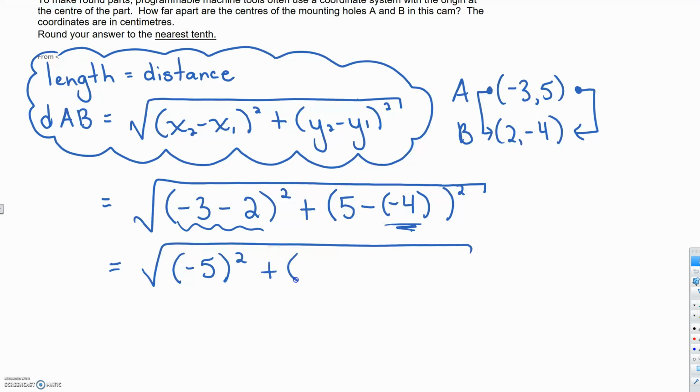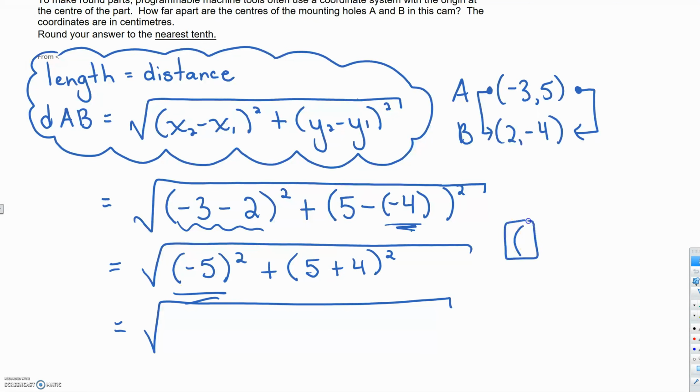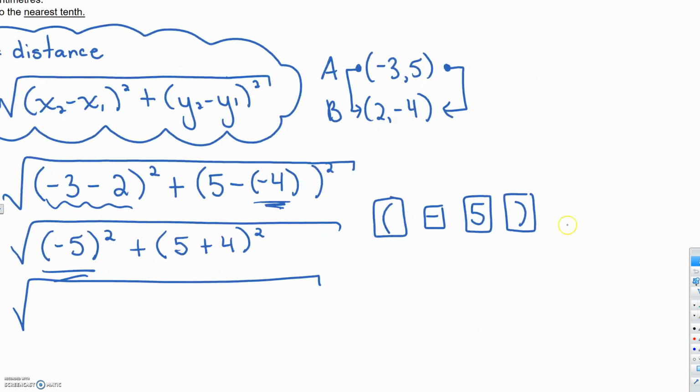Over here, we're going to rewrite, before doing any work, 5 plus 4. If I type exactly this into my calculator, you should be typing a bracket, then a negative, then the 5, and then close the bracket. Make sure that you put that to the power of 2.